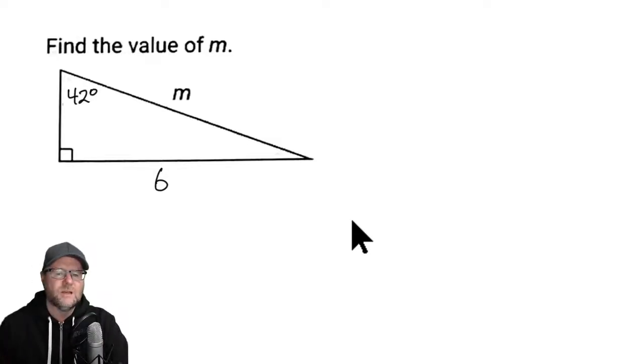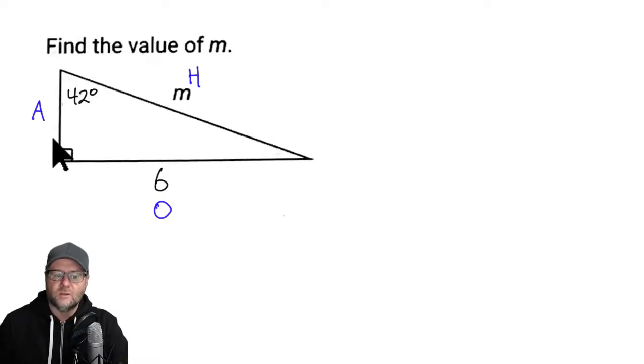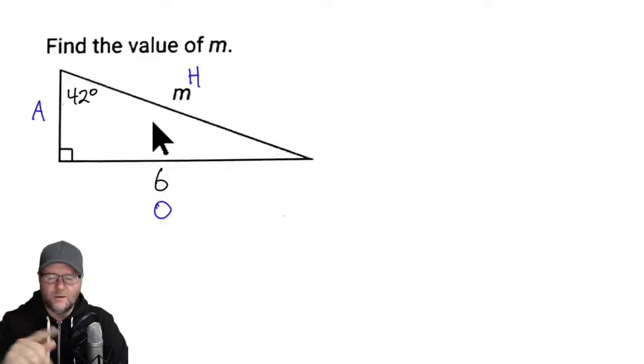Here is the process I want you to follow for every trigonometry question. First thing, I want you to go through and label the sides O, H, or A. This is my angle that I'm given. This is the side that's opposite the angle, because it's not touching it. This is my hypotenuse, because it's the longest side, which is the one opposite the right angle, which means the other side is my adjacent, the one that is next to or adjacent to my angle. That's step one. Always label them.